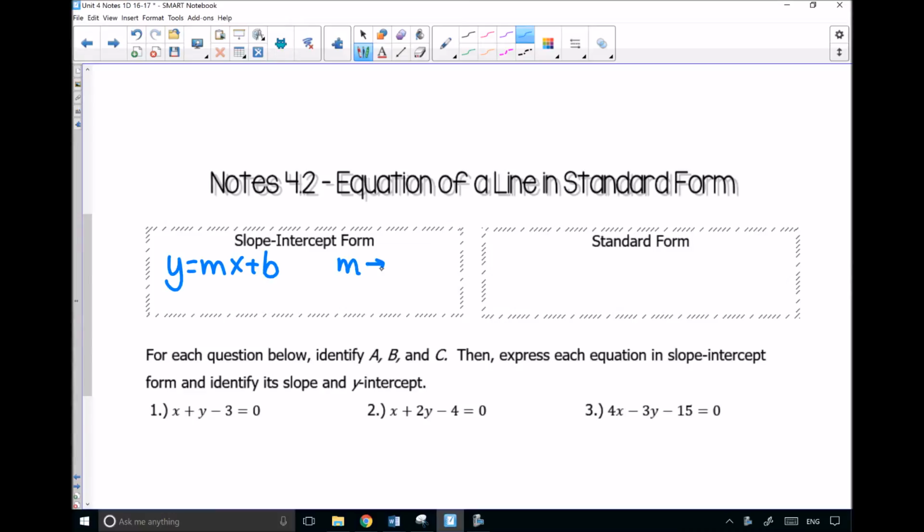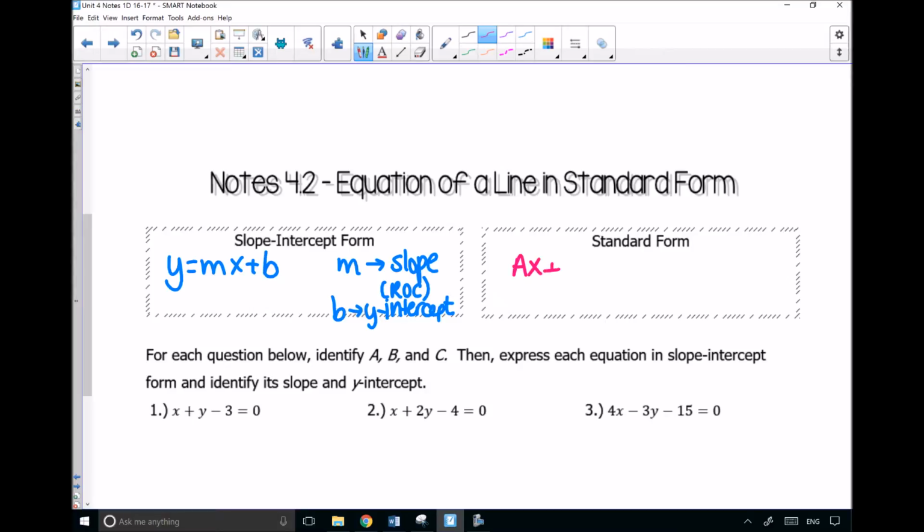So the m stands for our slope, or our rate of change. And then our b stands for our initial value, or our y-intercept. Now that I've written out slope-intercept form, we have a new form, and that's standard form.